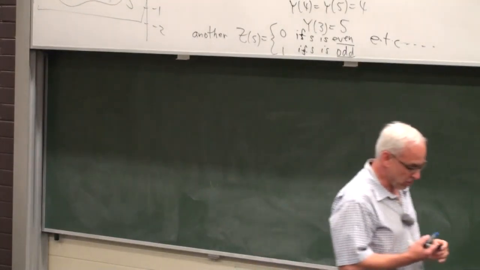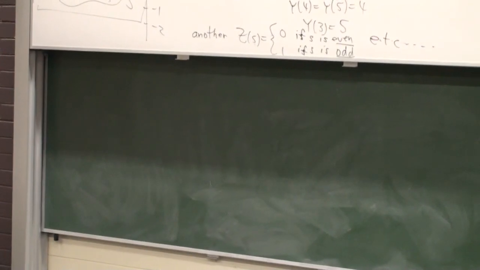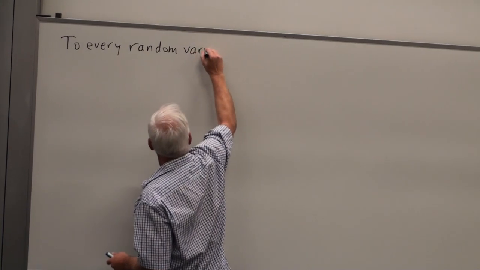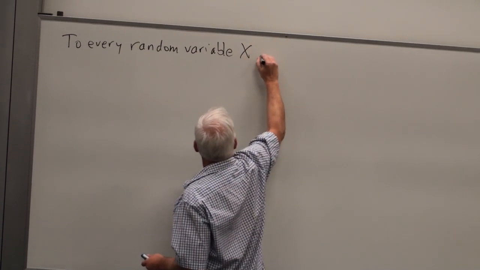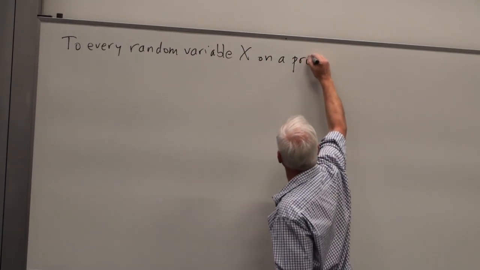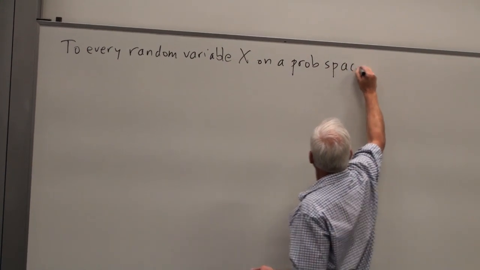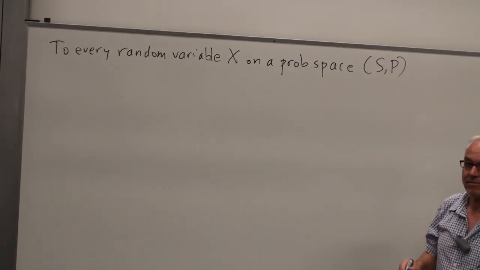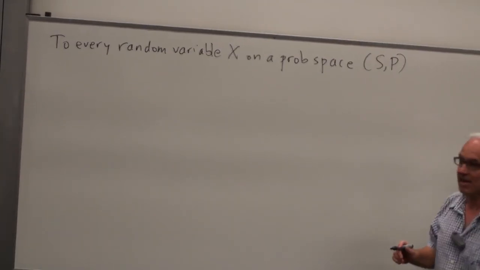Okay, so associated to a random variable, and we will look at some other examples later on. Associated to such a random variable, x, on a probability space, there are three important numbers. So to every random variable, x, on a probability space, S P, there are three important numbers that measure or say something about it.